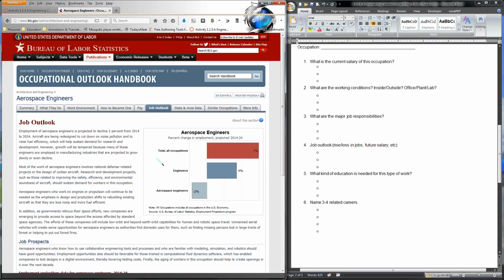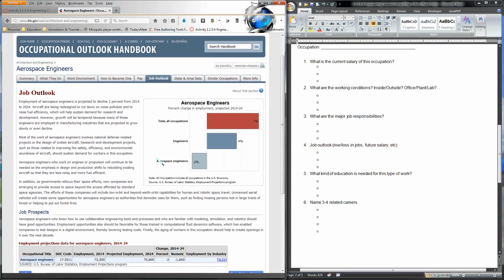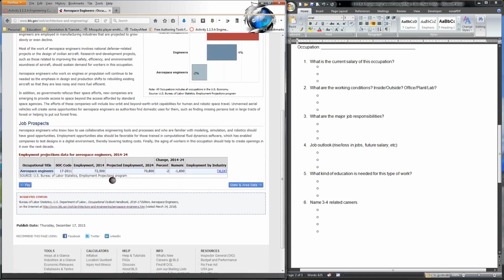For the job outlook, it talks about what it's going to look like in 10 years, from 2014 to 2024, or whatever the years may be when you access this site. It's going to have different information about how this job is going to grow or maybe shrink. If we look down here, there's a chart on most of these jobs that talks about the employment in 2014 and how many jobs there were in that career at that time, and then how many they predict will be in the career in 2024.